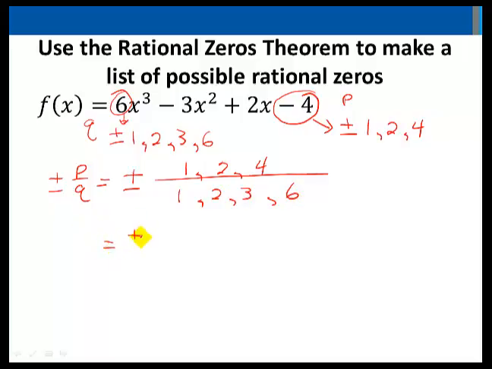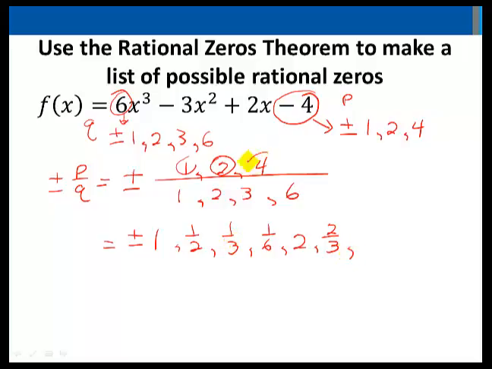So our possible rational zeros will be 1 over 1, which is 1, 1 over 2, 1 half, 1 over 3, 1 third, 1 over 6, 1 sixth. I'll move on to 2 in the numerator. 2 over 1 is 2. 2 over 2 is 1, which we already have. 2 over 3 is 2 thirds. 2 over 6 is 1 third, which we already have.